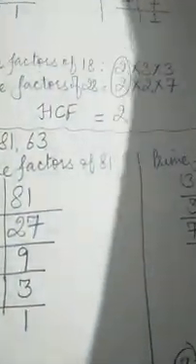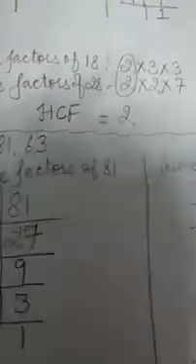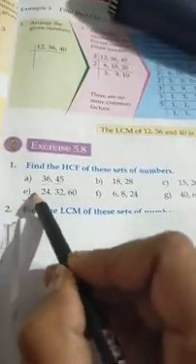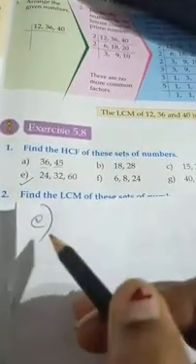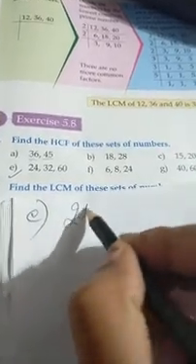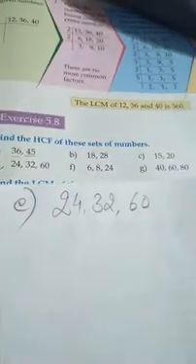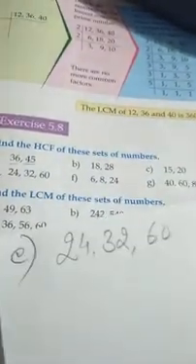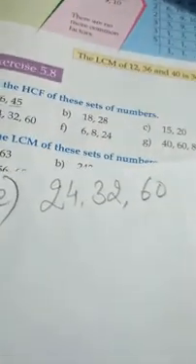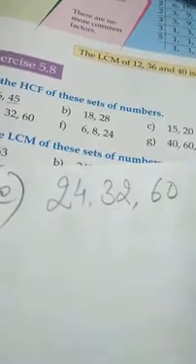Yes friends, now let's move to our next sums. There are 3 numbers to find out the HCF. How to find out the HCF of 3 numbers? I am going to do E part. What is the statement of E part? That is 24, 32 and 60. Here firstly we will find out the prime factors of 24.